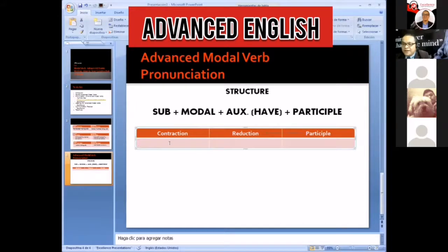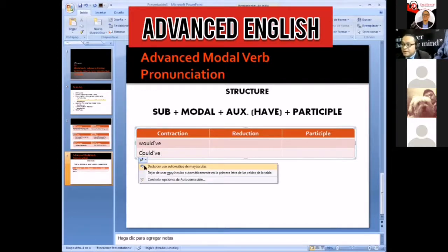So having that in mind, we're going to have the contraction. Let's start with the affirmative contraction. So we're going to have would, would've, okay? How do you pronounce that? Would've. Would've. Then we're going to have could've.